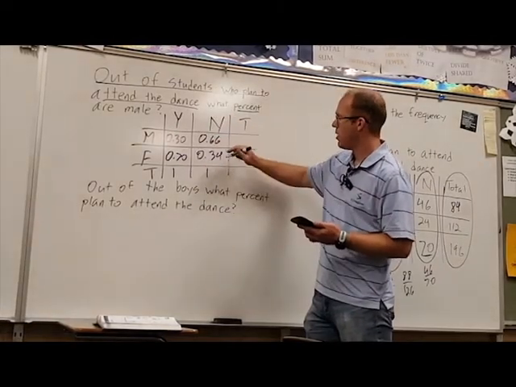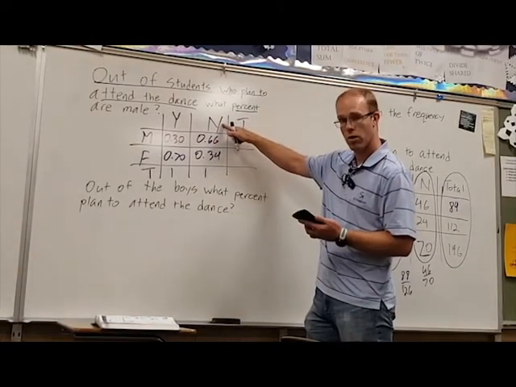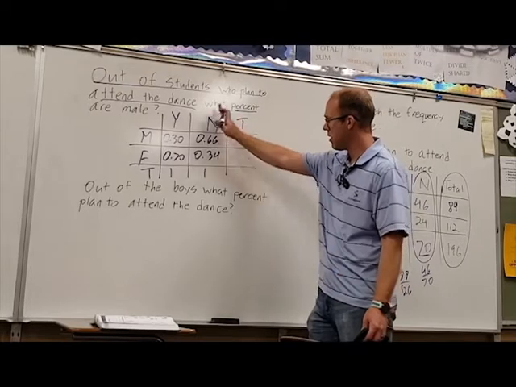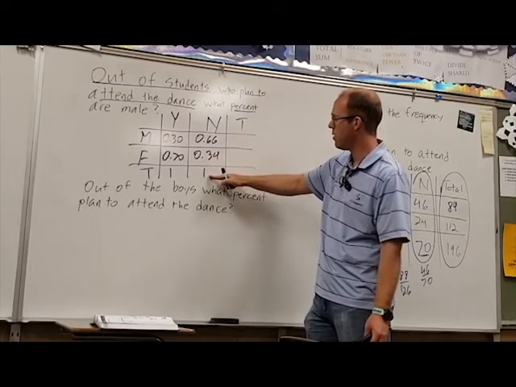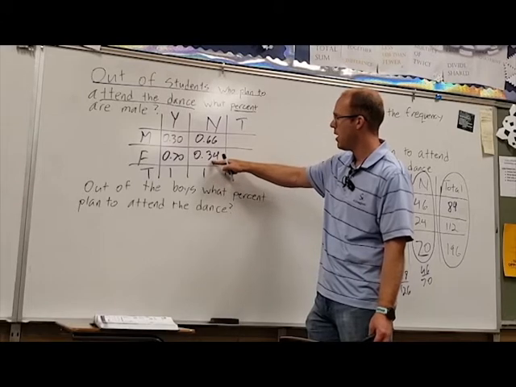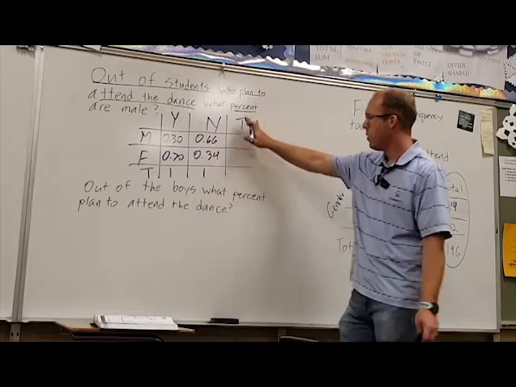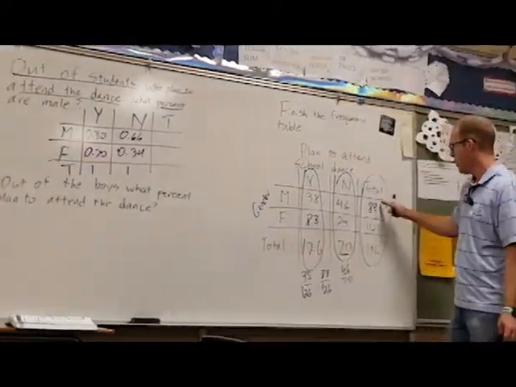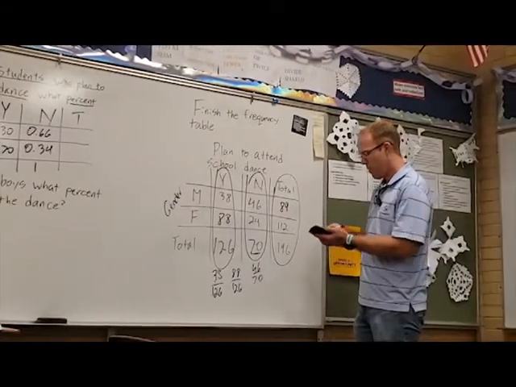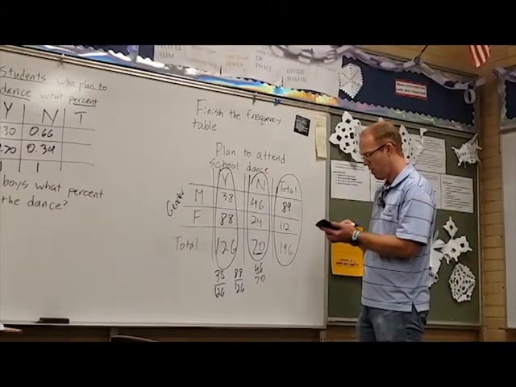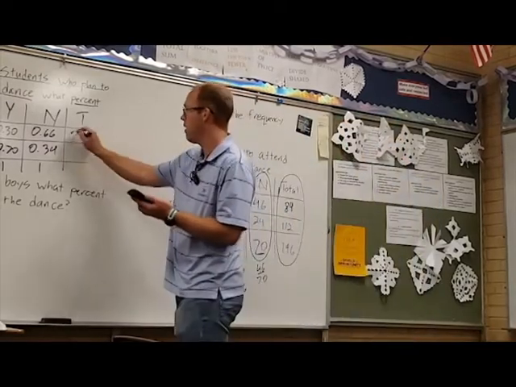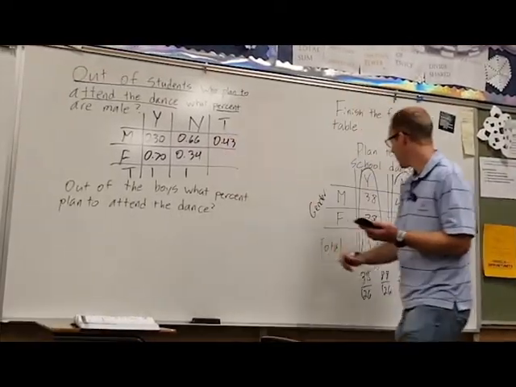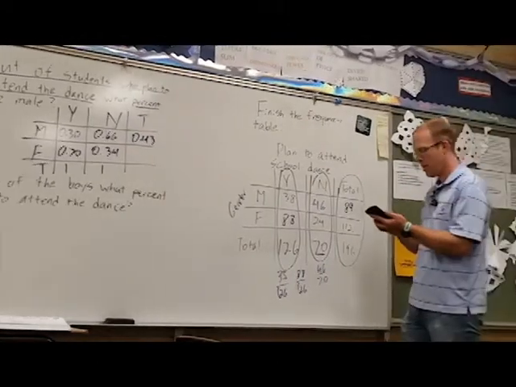So when we're talking about the people who don't plan to attend the dance, that's this column right here. If I was to ask, out of the students who do not plan to attend the dance, what percent are female, that would be 34%. We're going to do one more column right here. That'd be 84 divided by 196 is 0.43. Here we have 112 divided by 96.